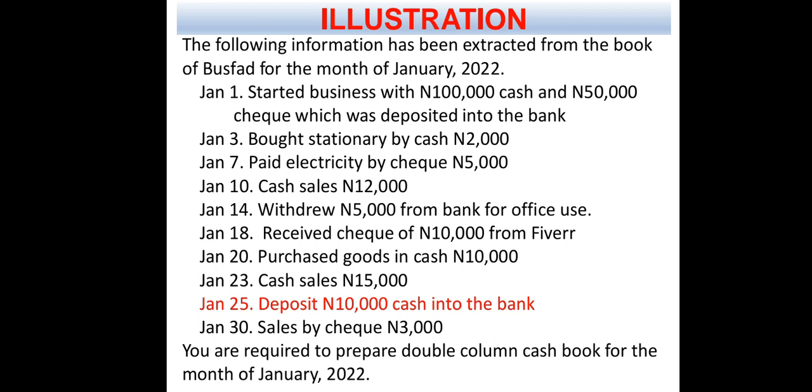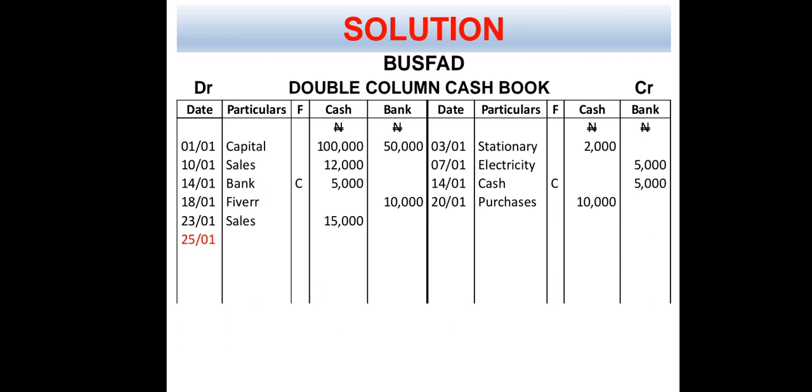This is also a contra entry. That means the money was just changing position within the organization. It's moving from cash to bank, which means the money will be withdrawn from cash by crediting the cash book, and it will be paid into the bank by debiting the same cash book under the bank. So that's what we are talking about. That is 25th of January, cash 10,000.